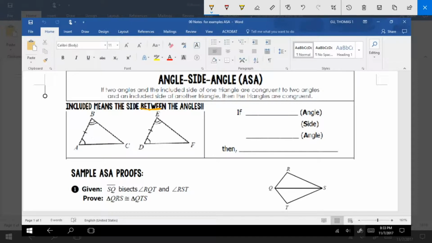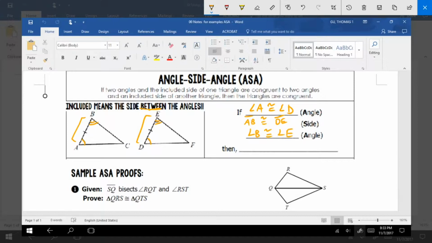So if we need an angle, angle A is congruent to angle, which one is it congruent to? D. And then we need a side. Our side is AB. And AB is congruent to, which one is AB congruent to? DE, right here, congruent to DE. And then our second angle, right here, B and E. So angle B is congruent to angle E.